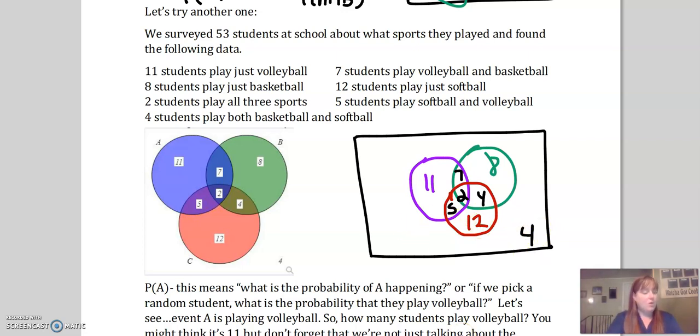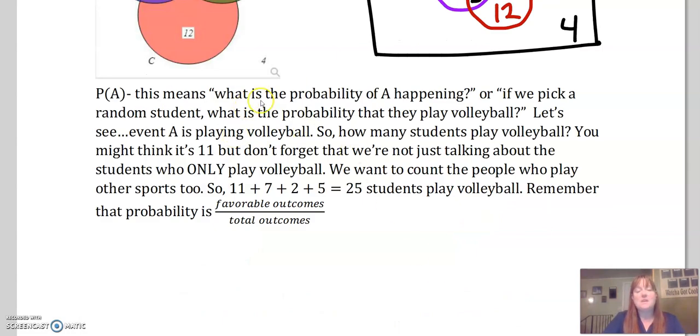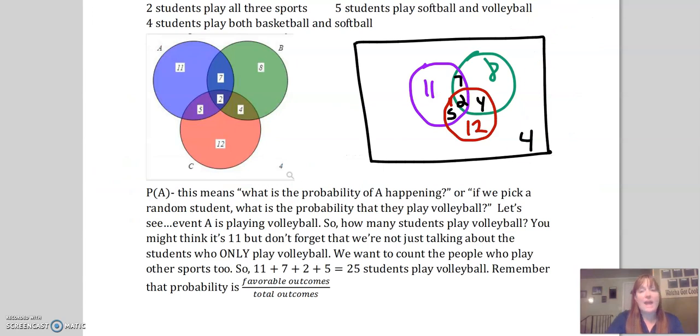Okay, so probability of A means what is the probability of A happening? Or in other words, if we pick a random student, what is the probability that they play volleyball? So A is volleyball. It's the purple one, right? If we just pick a random student out of these 53, what's the chance that we're going to pick one that plays volleyball? Remember, probability is favorable outcomes over total outcomes. So how many students would be a favorable outcome?